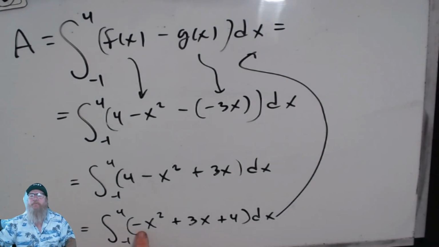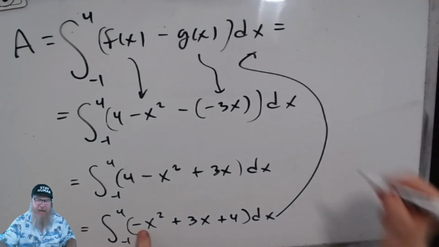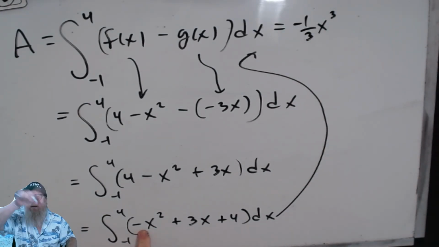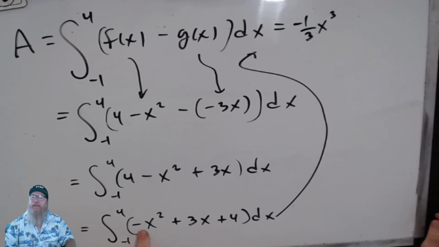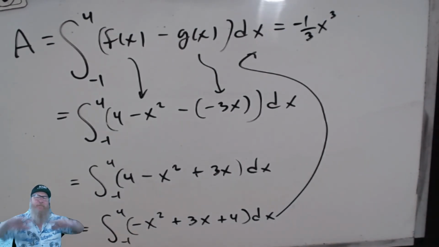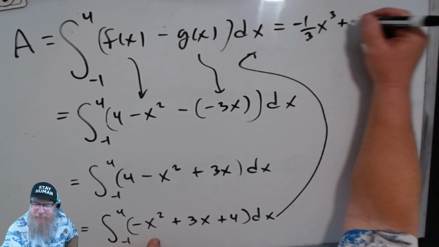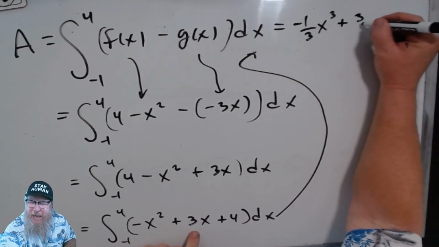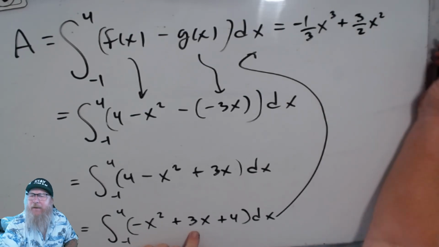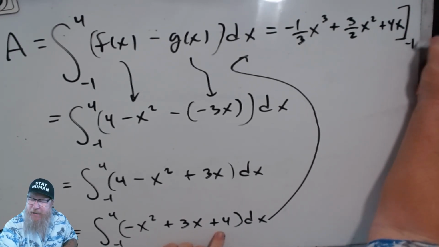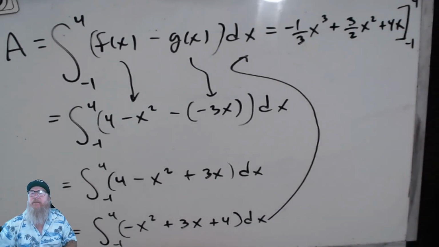All right. I'm ready for integration. So I got -1/3 x cubed. I must have a thing for upside down parabolas today. That's sort of the dome of this lesson here. Plus 3/2 x squared plus 4x evaluated between -1 and 4.